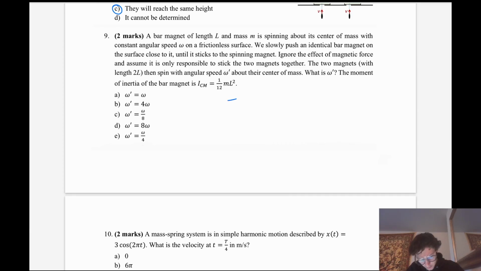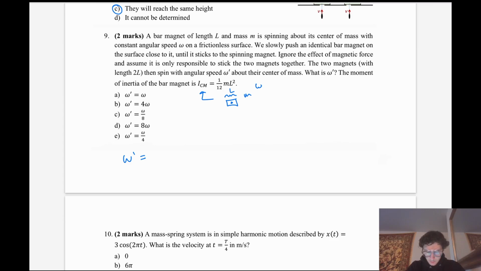Okay, so we have one bar magnet, length L, mass m, spinning about its center. It has a moment of inertia I of this, and angular speed of this. We are asked to find angular speed omega prime, which is one of these options, right?